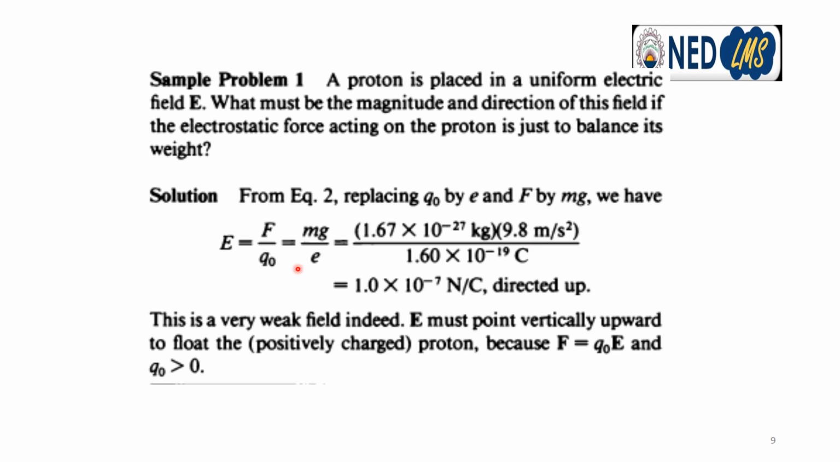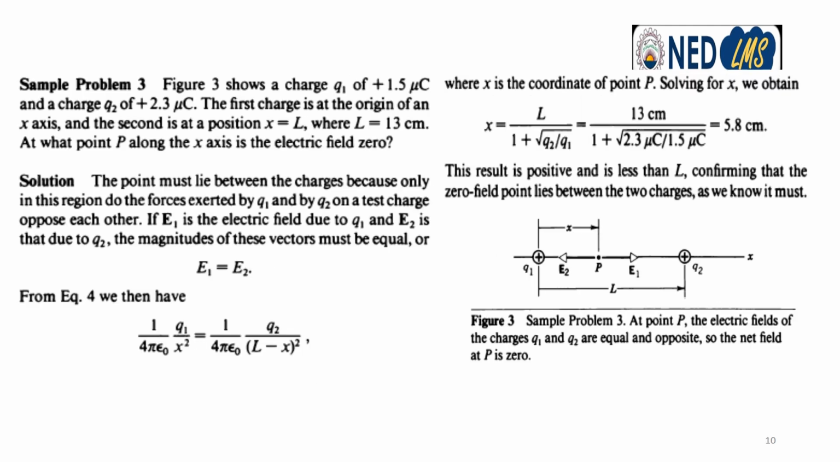Okay, so after the calculation we have got the electric field 1 exponent minus 7 Newton per coulomb. Okay, so this is the sample problem. Now we move further. This is another important sample problem from your course point of view as well as from your exams point of view.